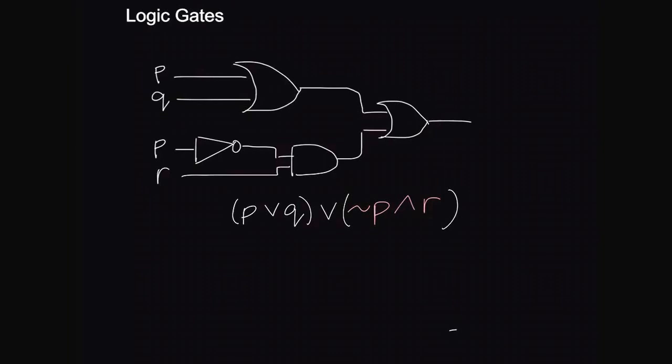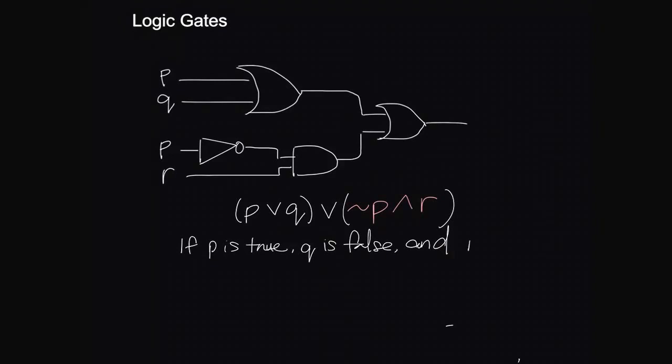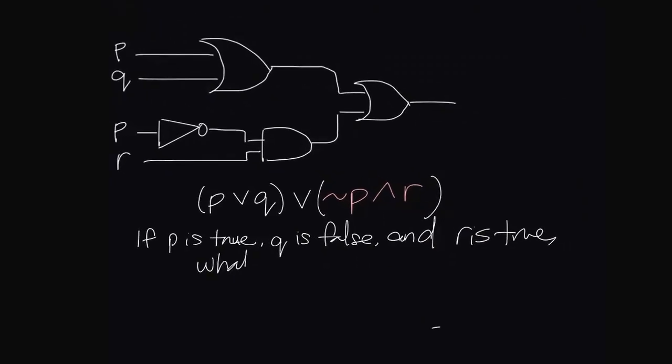Okay? Now another thing that you need to know about logic gates is how to determine what an output would be given certain inputs. So for example, if we have P is true, okay, and let's say Q is false, and let's say that R is true, what is the output?